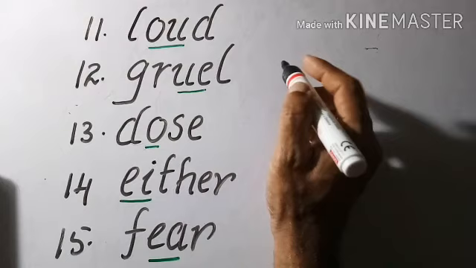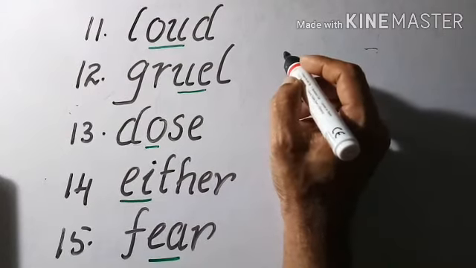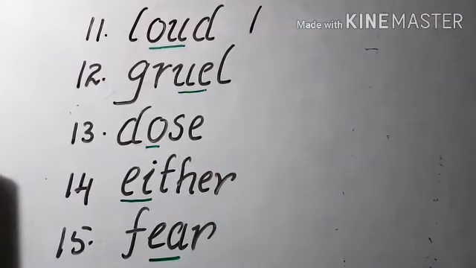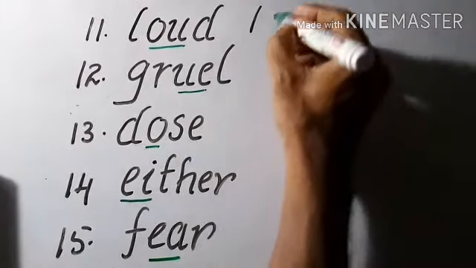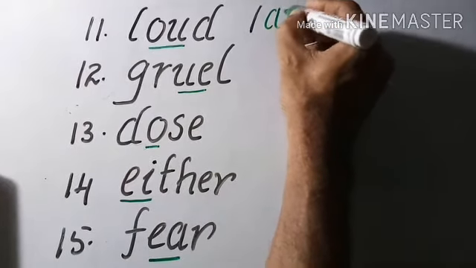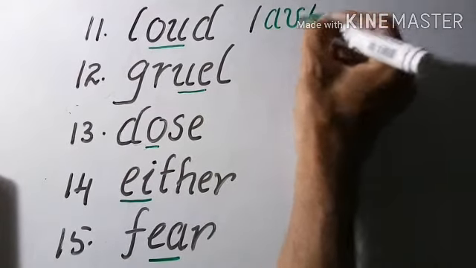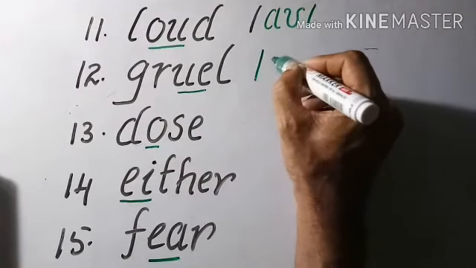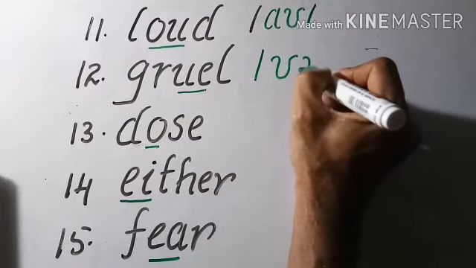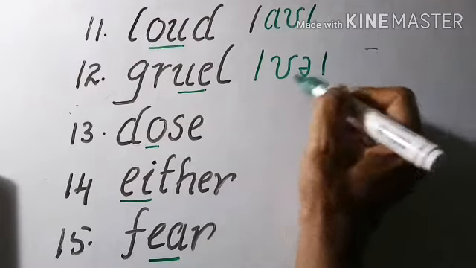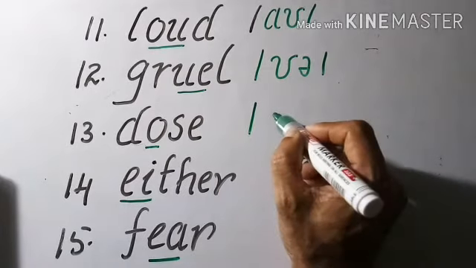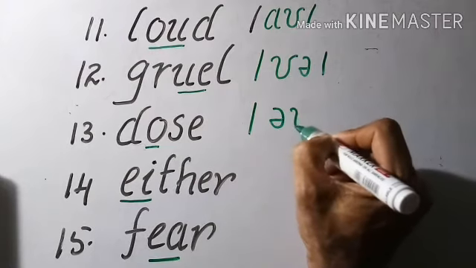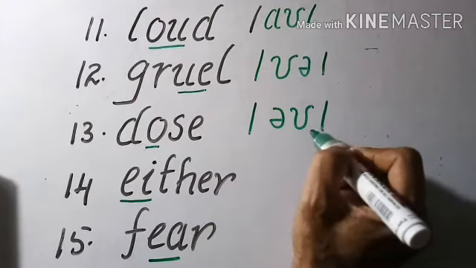Next one is L-O-U-D, loud. Ow, loud. So we have to write A and U sounds. Ow, A and U sound, loud. Gruel, U and A, gruel. Doze. O, mute A and U, doze.